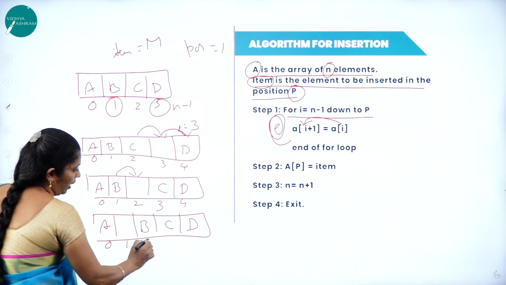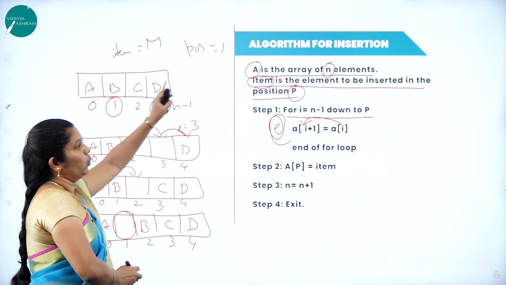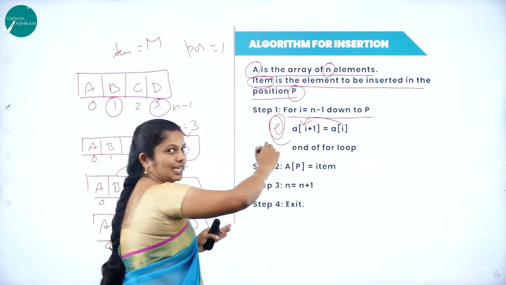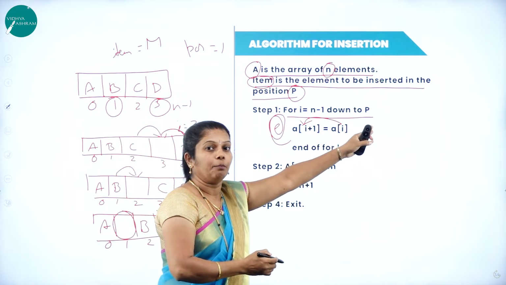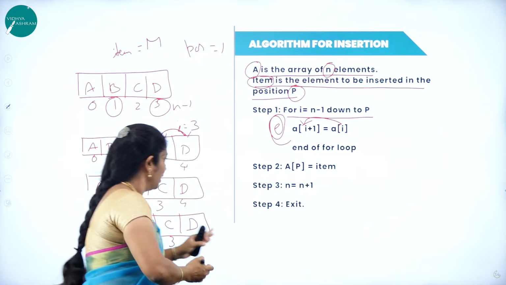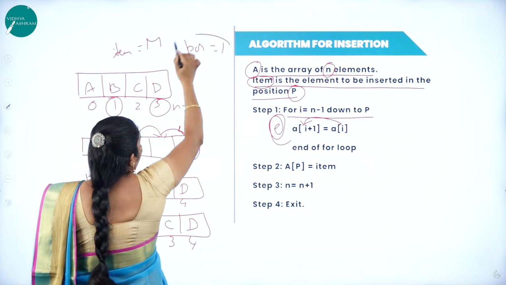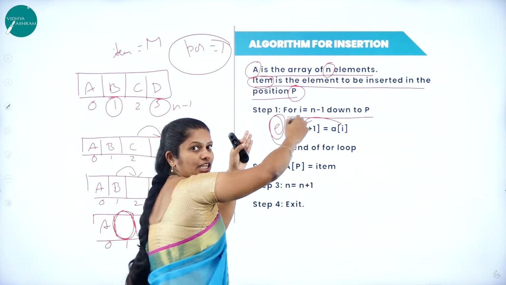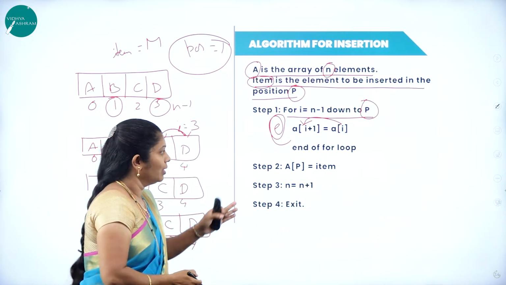Position wise 0, 1, 2, 3, 4. Now I get the place where I want to insert. It means that the for loop will start from the last position till the position where I want to insert. That means shifting takes place until I get a particular position. This for loop will execute again and again until we get the position.